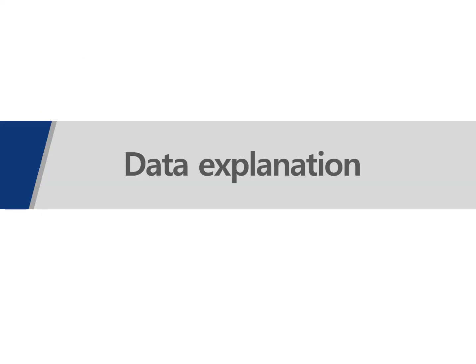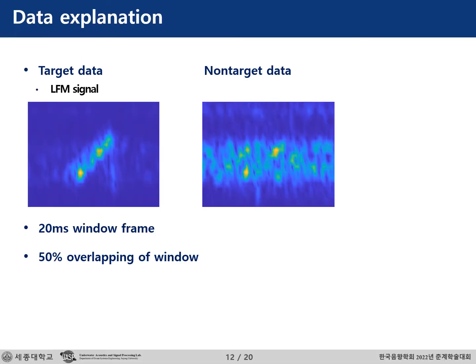In this chapter, I'm going to explain the data. The data is active sonar underwater data. I used around 300 target samples and 1000 non-target samples. The figure represents the LFM signal of target and non-target signals. The non-target signal consists of clutter and noise. I framed each sample with 20 milliseconds with 50% overlapping with each other. From the following results, red dots represent the target and blue dots represent non-target.